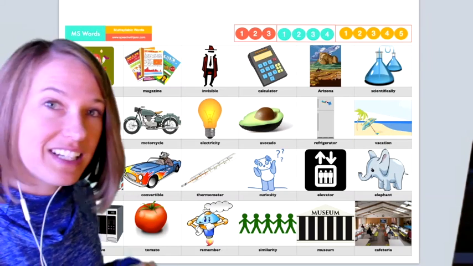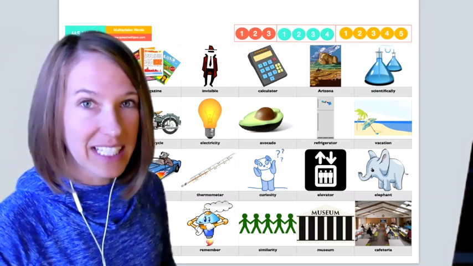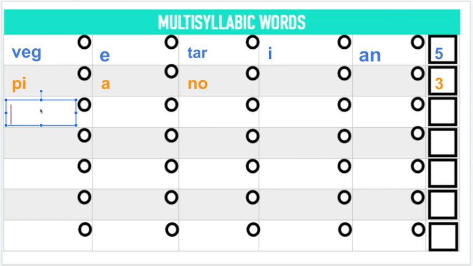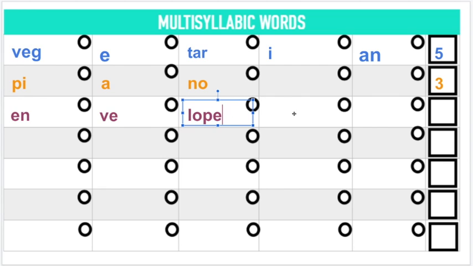Now, if we wanted to write it out, this is how you would do it. Now we have the word envelope, which has 3 syllables again. We're going to do en in one box, ve, and then lope in 2 different boxes. And we're going to have 3 syllables in this box over here for envelope.